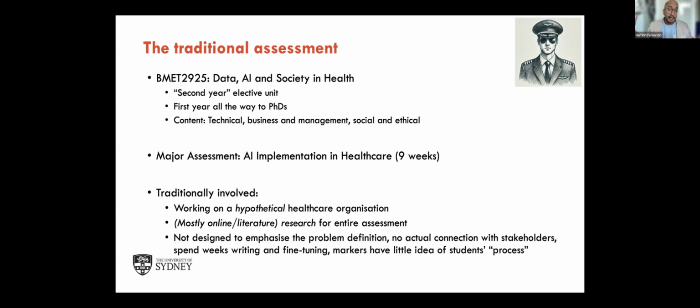Okay, they end up spending weeks just doing research, writing, fine-tuning. And also at the end, when they send us the report over, we just mark their report. What did they do in order to get to this? We can see some references. We can tell what a good report might be. But what did the students actually do to come to that?